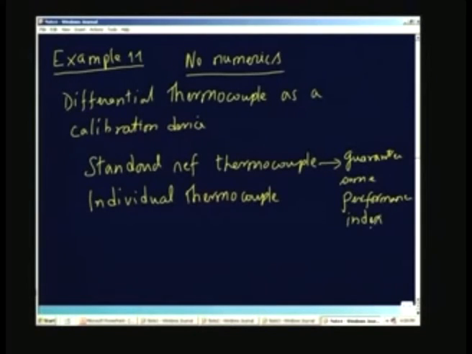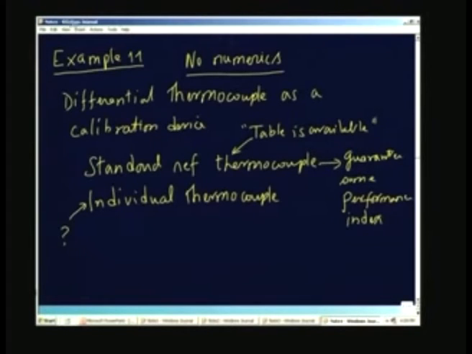For example, a table is available for this thermocouple. The manufacturer has guaranteed that a table is available and you can use the table for this purpose. For the individual one, I do not have a table, I do not know what it is. So, how do we go about calibrating this individual thermocouple with the help of the standard reference thermocouple?